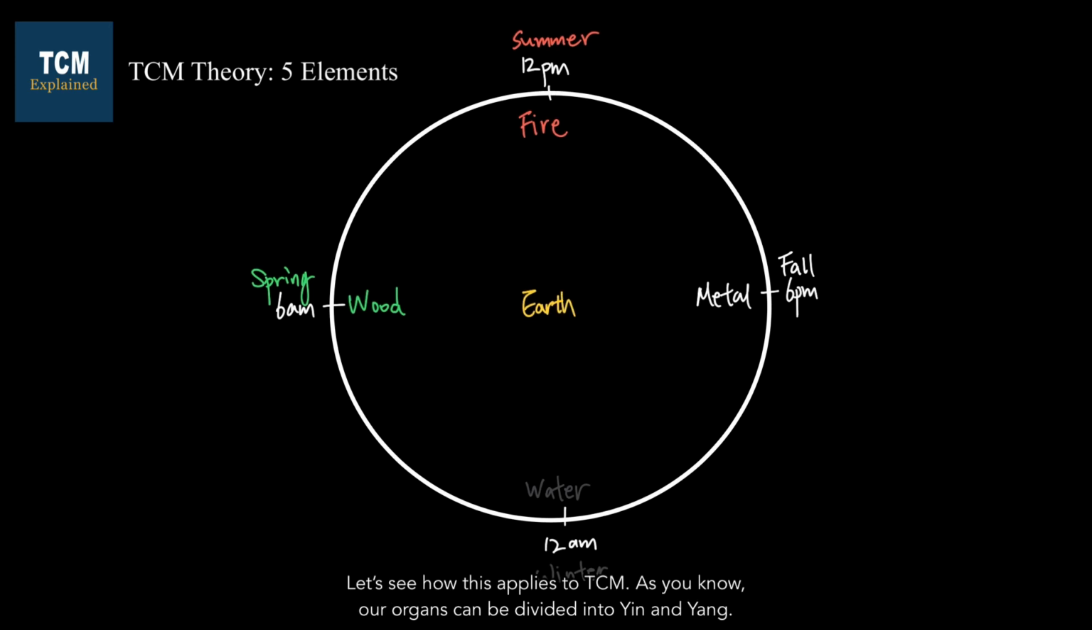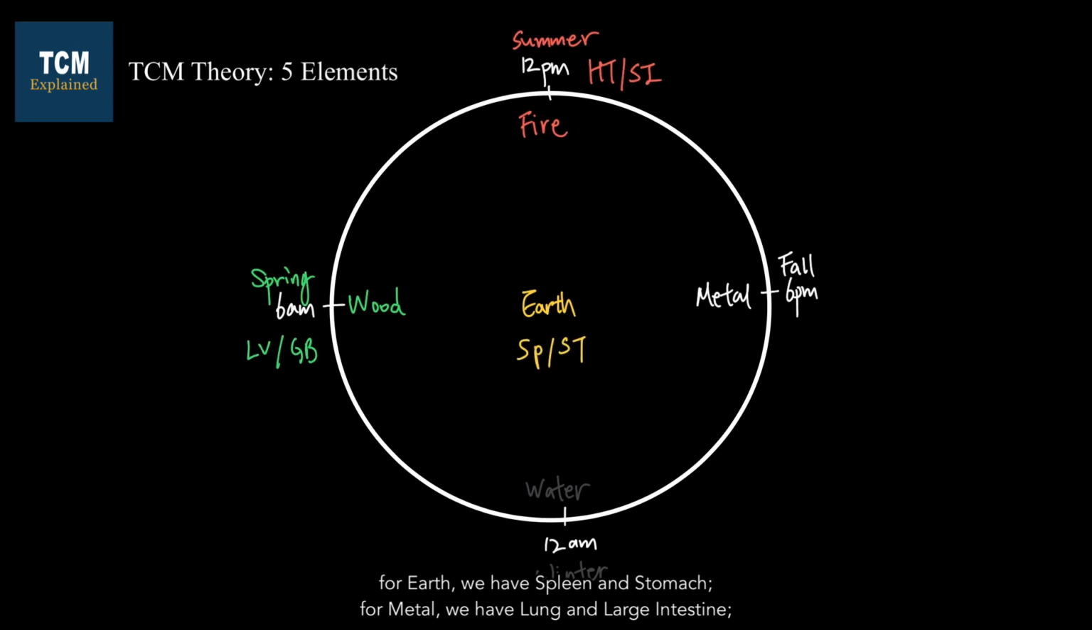Let's see how this applies to TCM. As you know, our organs can be divided into yin and yang. Yin organs are called zang organs, and yang organs are called fu organs. I will write yin organs and yang organs side by side because they are interior-exterior pairs. For wood, we have liver and gallbladder. For fire, we have heart and small intestine. For earth, we have spleen and stomach. For metal, we have lung and large intestine. For water, we have kidney and bladder.